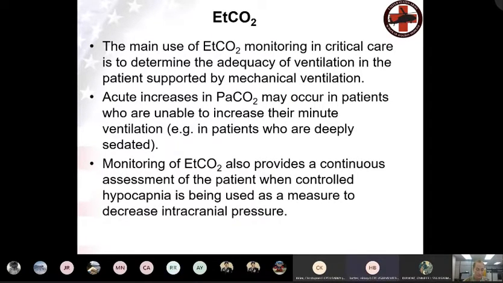We use it frequently when we're giving narcotics. Okay. What about in the trauma or critically ill patient setting?